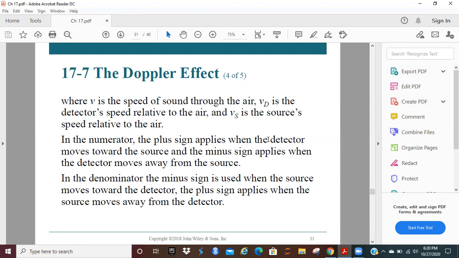Remember back when we were discussing, in one of the previous chapters, I think chapter 4 or 5, where things are relative, the speeds are relative to each other. Well, this is another instance in which we have to take that into consideration. So in the numerator, the plus sign applies when the detector moves towards the source, and the minus sign applies when the detector moves away from the source. When you're increasing the distance, the frequency is going to fall. When you're walking towards each other, or one is walking towards the other, or both are doing it, you're going to see an increase.